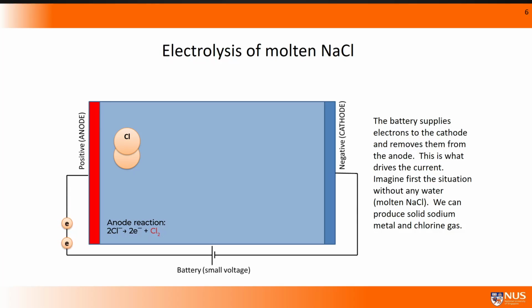Sodium is a metal, but it's also very highly reactive. So solid sodium pretty much just burns if there's any moisture or oxygen present. That's why you can't have a reaction like this in water. It has to be pure molten salt, not dissolved salt. When a sodium ion drifts over and meets an electron coming from the battery, you end up with solid sodium metal at the cathode or negative electrode.